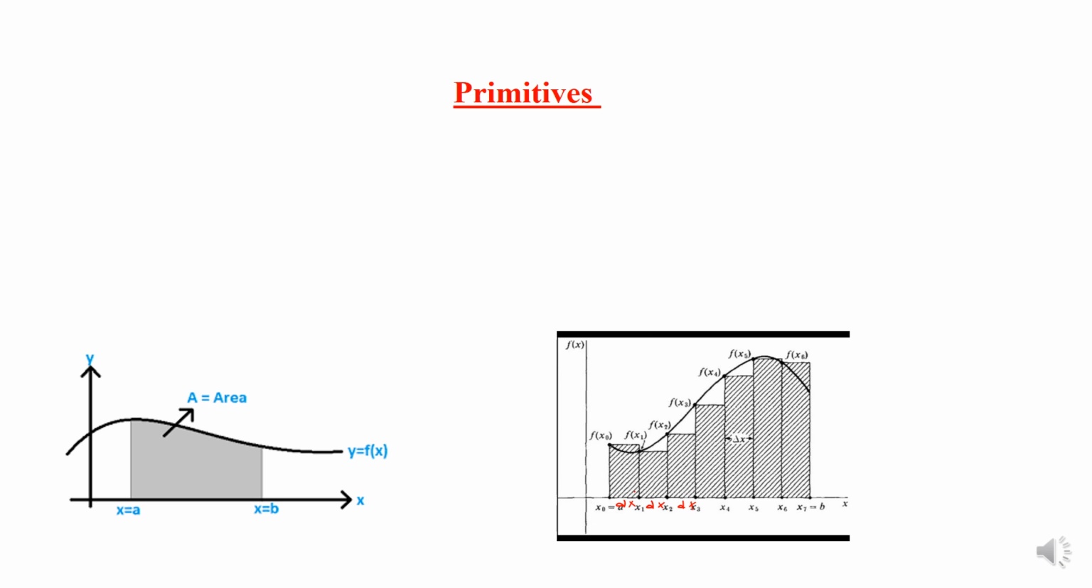Now, all the rectangles have width dx and length f of x. So f of x dx is the area of each rectangle: f of x height times dx width. Now the total area will be the sum of all f of x dx. So now once we understand the concept, we will see how mathematics gives us a clear formula to calculate it.